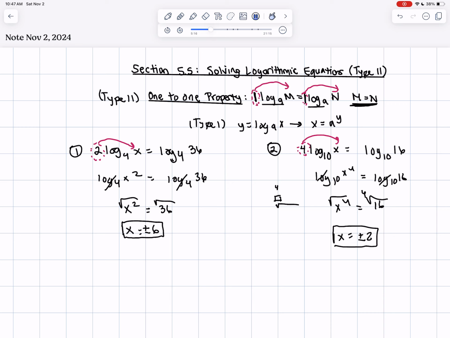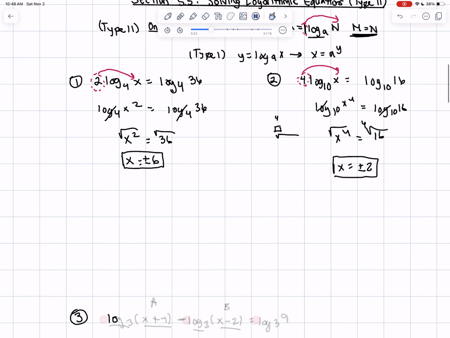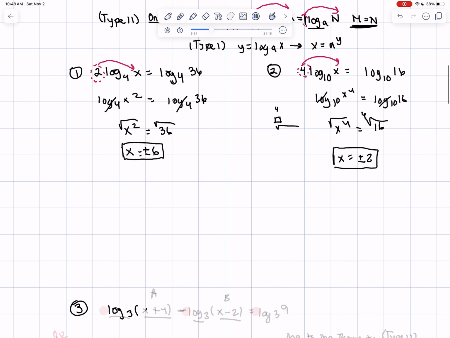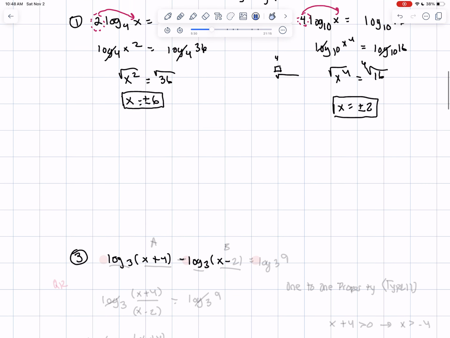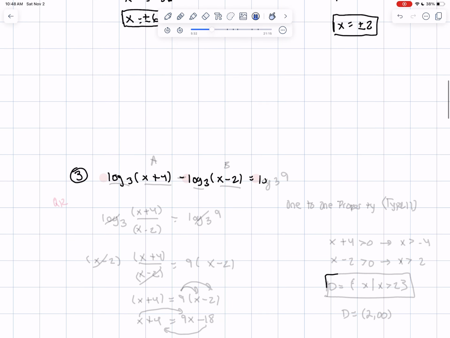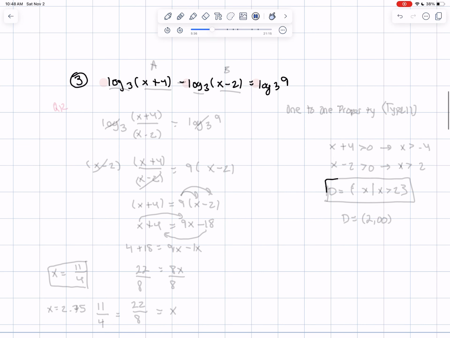Okay, so let's do a few that are a little bit more challenging. Okay, so let's try this one. Log base 3 of x plus 4 minus log base 3 of x minus 2 equals log base 3 of 9.